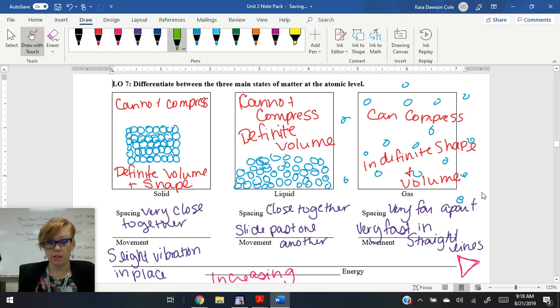And that is how to differentiate between the three states of matter at the atomic level. We're going to talk about spacing, movement, the ability to compress, whether or not they have definite shape or definite volume, or if they don't have definite shape and don't have definite volume, and talking about energy. Gas has the highest energy, and solid has the smallest amount of energy.